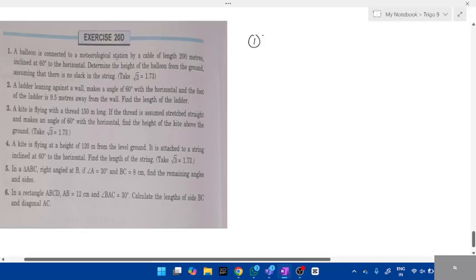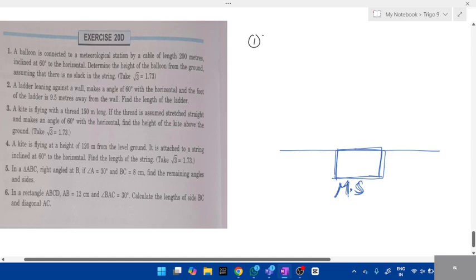A balloon is connected to a meteorological station by a cable of length 200 meters. Look, let me take it like this, students. This is a meteorological station. Just assume this as a building or office. Meteorological is nothing but weather. They determine the weather forecasting, which direction the wind moves, and all about rain, wind, cyclone. There's a separate department called the meteorological department. Meteorological station is the office.